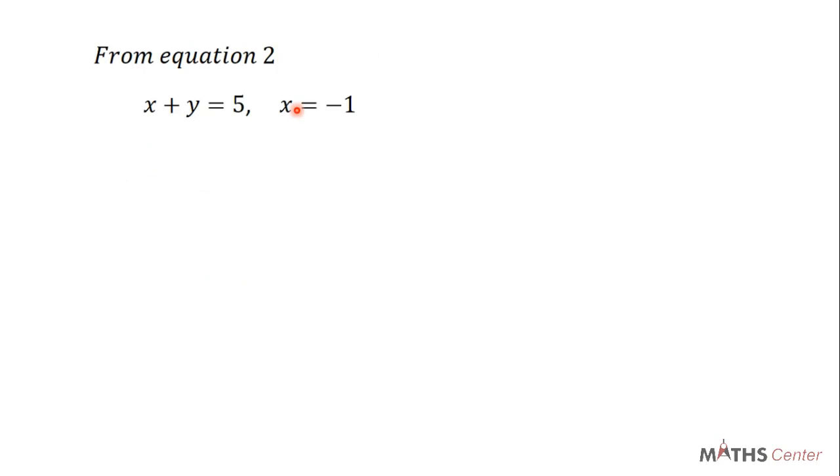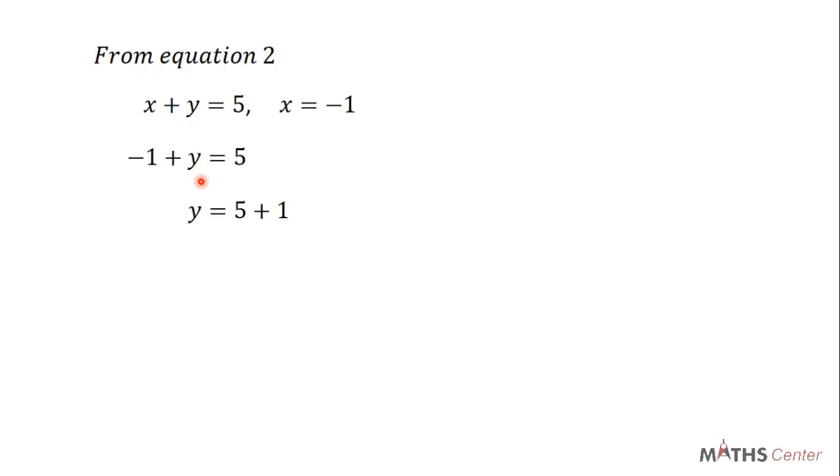Now, we have found x to be minus 1. So what that means is that wherever we see x, we can put minus 1 there. And when we put minus 1 there, we will now have a linear equation with just one variable, so we can find y. We are going to replace x with minus 1 because we have found x to be minus 1. So we are going to have minus 1 plus y is equal to 5. Now you can see that there is only one variable here, which is y, so we can find y.